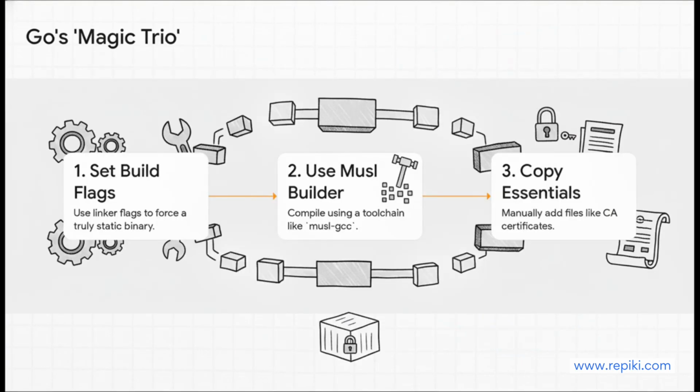Now, using Scratch, it's definitely a pro move. It's not for the faint of heart. You have to be super intentional about it. For example, with Go, you have to use special build flags to make sure your binary is truly static with absolutely no dependencies. And then you're on the hook for everything else. Need CA certificates to talk to the internet? You have to copy those in yourself. It's powerful, but you're flying solo.